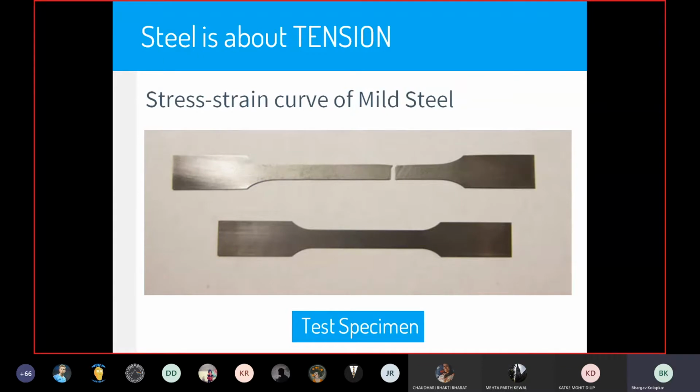By looking at these two pictures, you could say that steel is a ductile material. We cannot say the same about concrete. Concrete is very weak in tension. You will never see a concrete specimen elongating that much. Now, what is the importance of this elongation? We are going to see briefly.